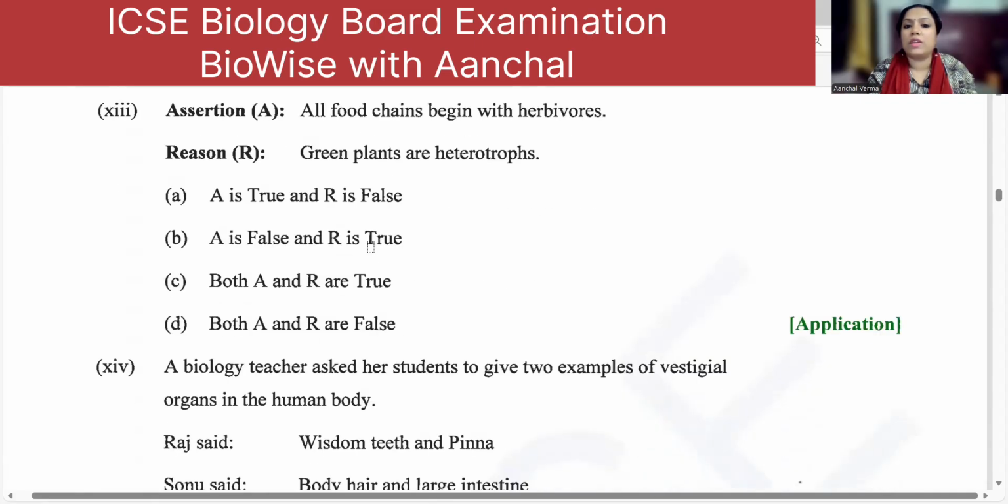All food chains begin with herbivores. That is wrong. All food chains begin with a producer. Green plants are heterotrophs. This is also wrong. Green plants are autotrophic. So both the statements are false here.